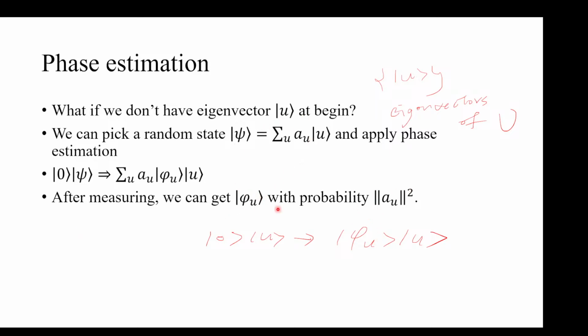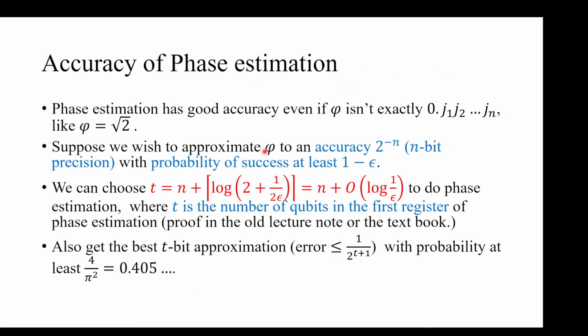You can get a random phase or random eigenvalue by having a random starting state here. Okay, so that's some way of getting around the requirement. And I guess the more important slide is this. This is about the accuracy of phase estimation. The textbook has a detailed calculation, but we'll be short on time, so we'll just skip it.